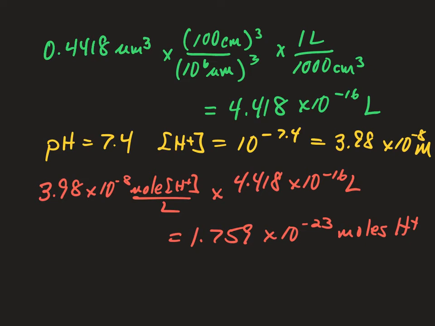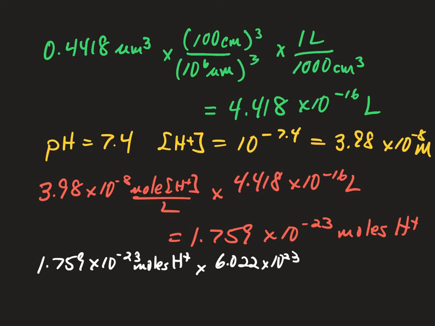So if we take that 1.759 times 10 to the minus 23rd moles of hydrogen ions, times Avogadro's number, 6.022 times 10 to the 23rd particles per mole, you end up with 10.59 hydrogen ions free in a mitochondrion. That is somewhere between 10 and 11 hydrogen ions.